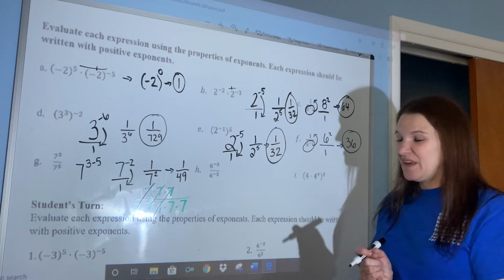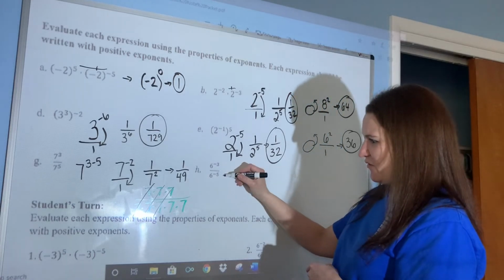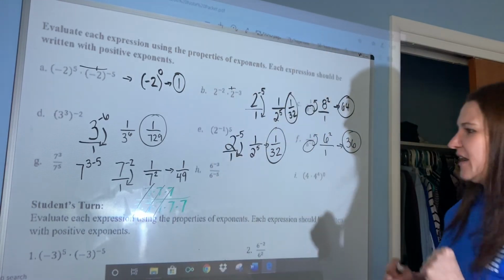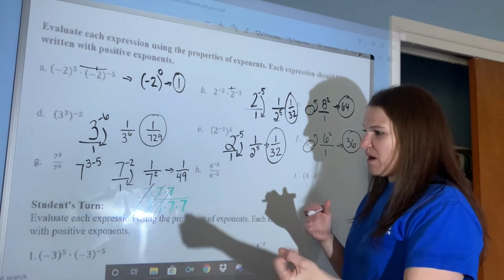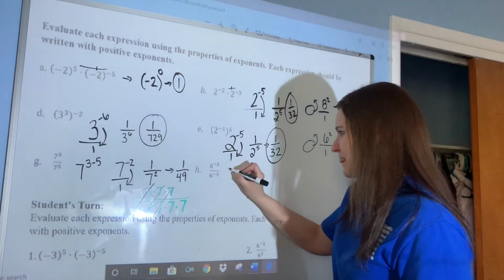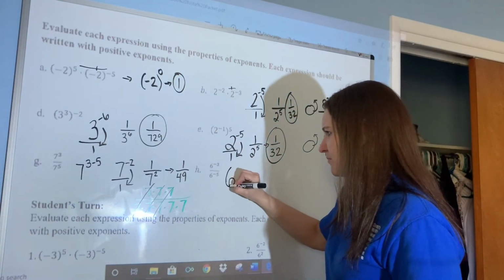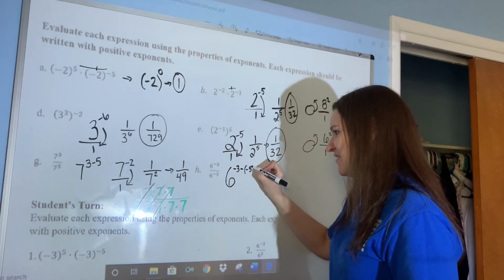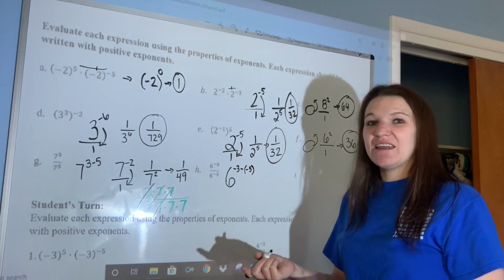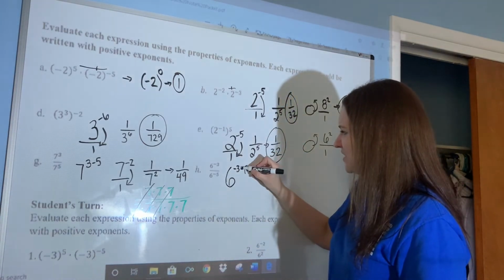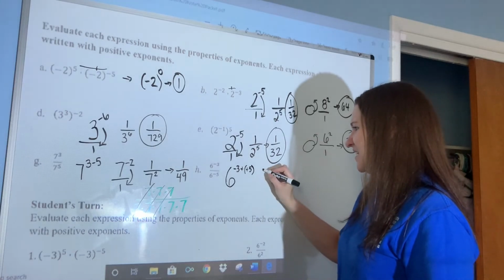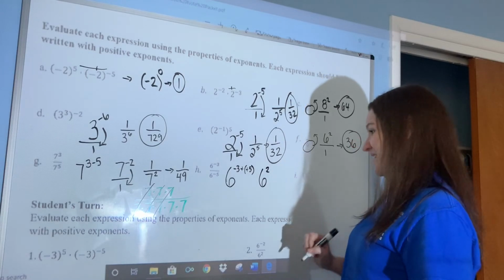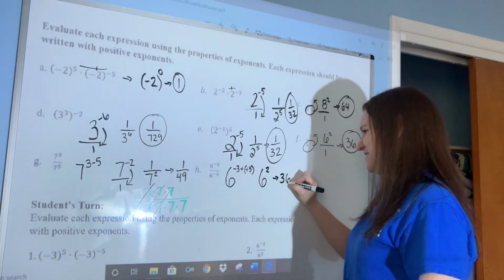Our base this time is 6. This is -3 over -5, I believe. Mine's a little bit, let's double check that. Yep, -3 over -5. So if we use our properties of exponents, we're going to subtract them. So we have the base of 6. We have -3 minus -5. When we subtract a negative, we add it. So I'm going to put a plus sign here. So that's going to give me 6. -3 plus 5 is going to give me a +2. And 6 squared is 36.